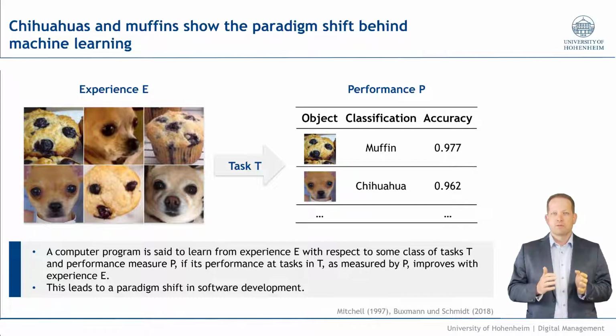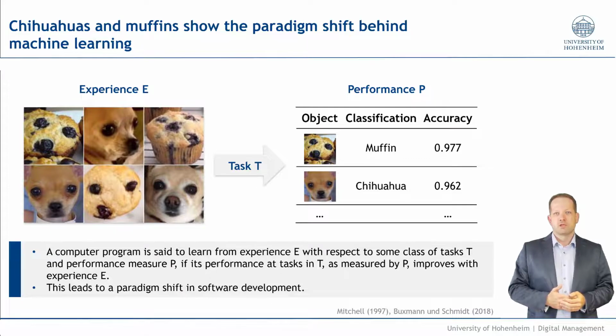Then you can provide that to an algorithm. You can ask it for a classification, and you can calculate the accuracy of these classifications. And if this accuracy on the task of distinguishing muffins from Chihuahuas improves with more experience, with more training data on labeled photos of Chihuahuas and muffins, if the performance then improves, then this is machine learning.